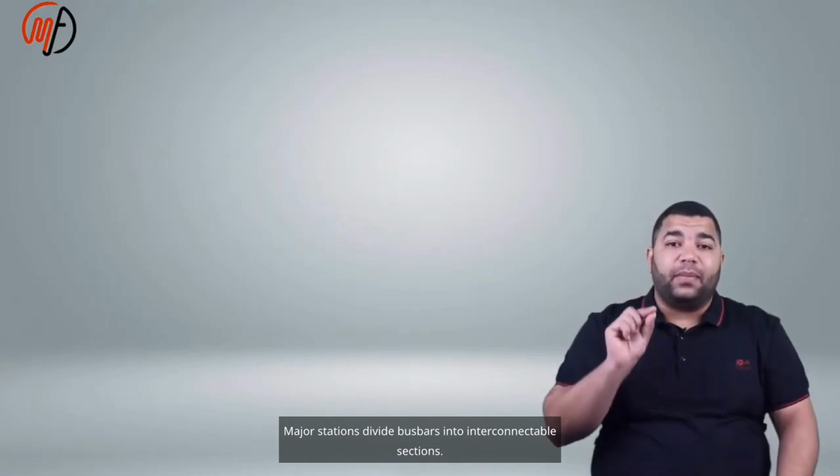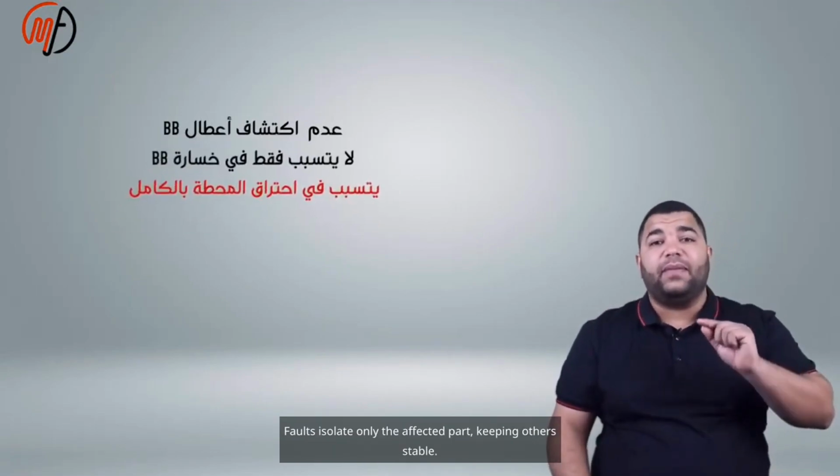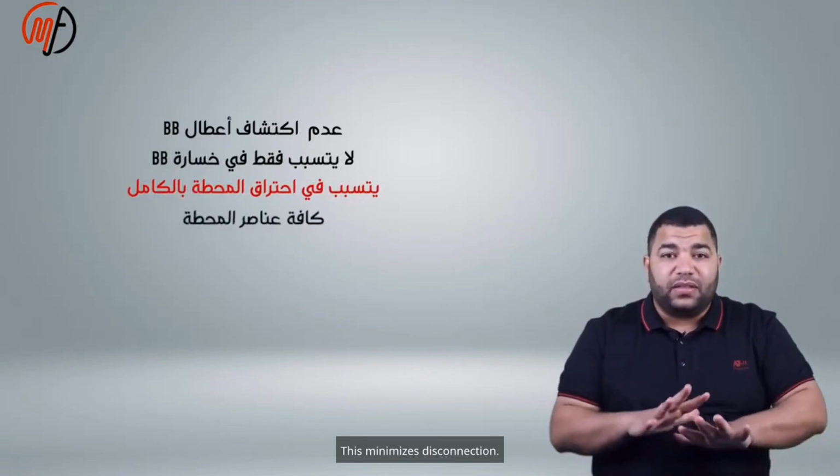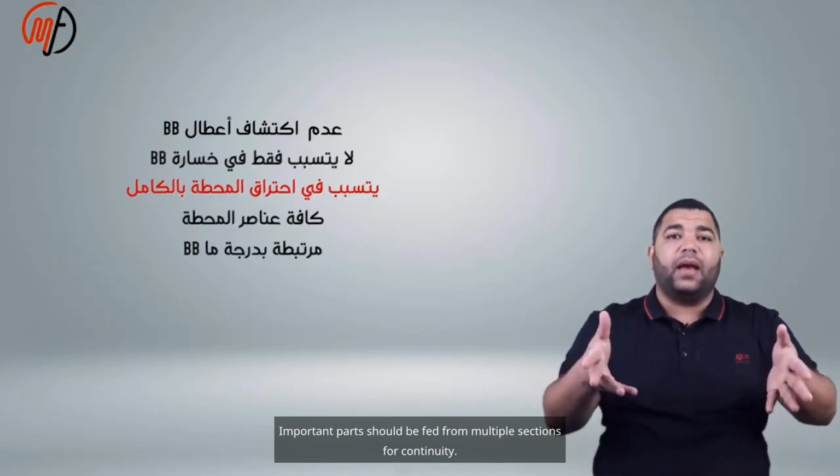Major stations divide bus bars into interconnectable sections. This avoids full station disconnection during faults. Faults isolate only the affected part, keeping others stable. This minimizes disconnection. Important parts should be fed from multiple sections for continuity.